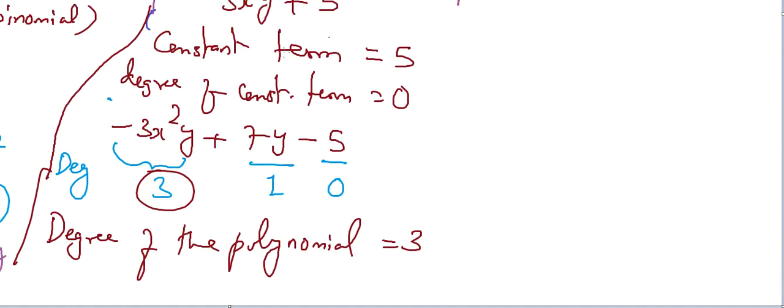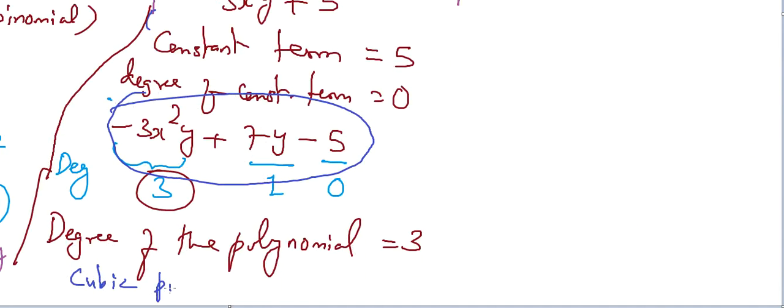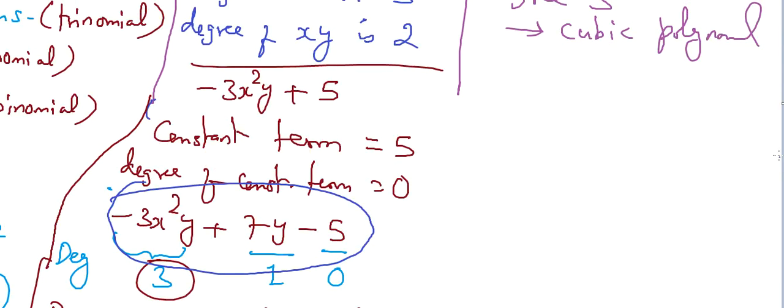So what is this polynomial? Minus 3x square y. The degree is 3, so it is a cubic polynomial, and how many variables does it have? 2 variables. So this is a cubic polynomial in 2 variables. See, these are the components or parameters of the polynomial; one should know them.